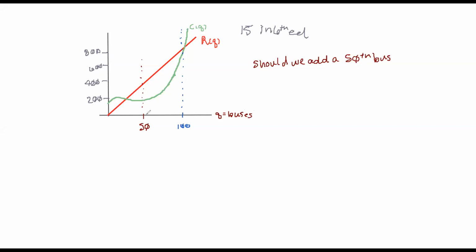So we're hanging out right here at 49. Should we add 50 buses? Like add an additional bus so that we get up to 50 buses? That's kind of the question. So what's the difference between this point and this point? We have two yeses in the chat. Why do you think that?